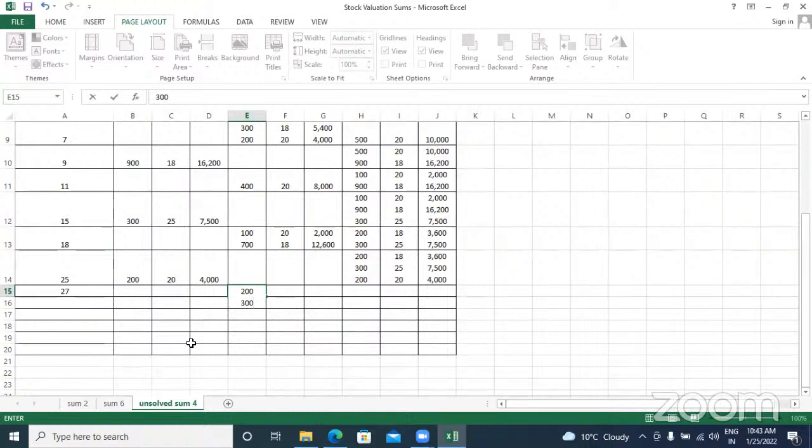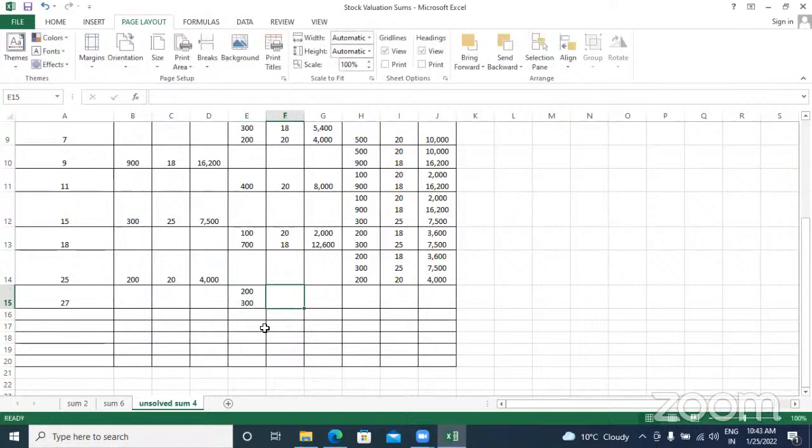Yes, ma'am. Of course. Okay, next. What is the rate of 200? 18. And what is the rate of 300? 25. What is the value of 200 into 18? 3,600. By common sense it will be the same because we haven't changed the figures. And what is the value of 300 into 25? 7,500. Very good. So what is left over in the balance? 200, the last stock, 200 into rate 20, which is 4,000, because the first two stocks were over.